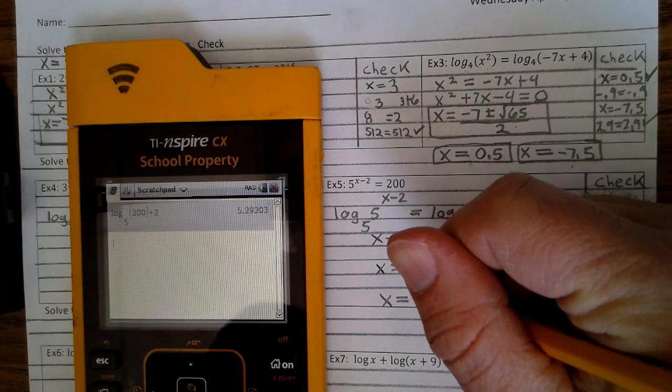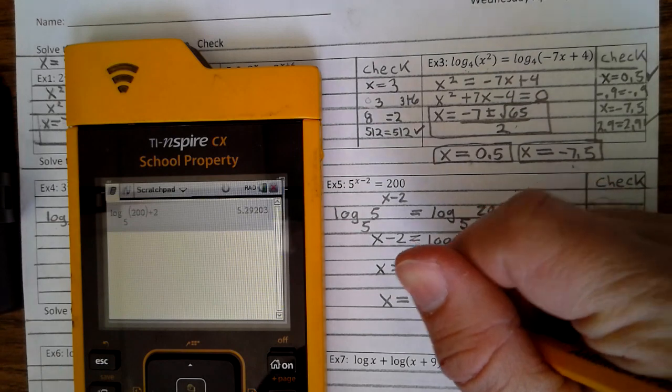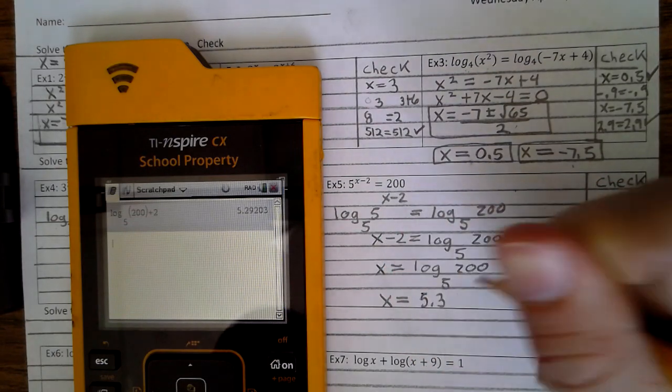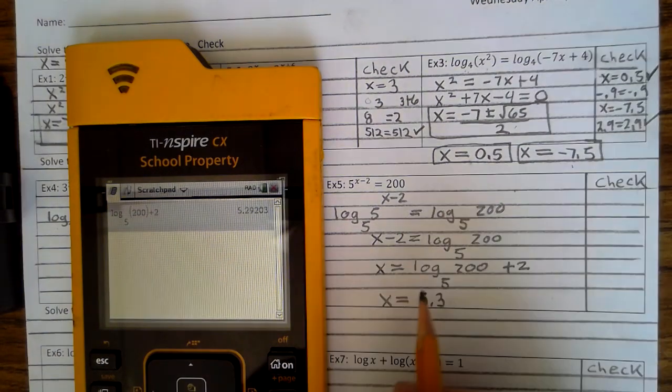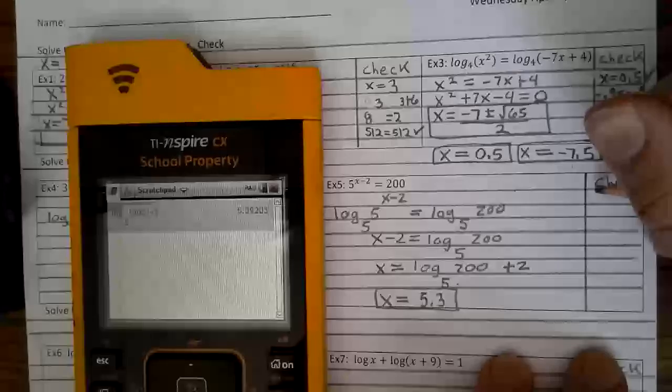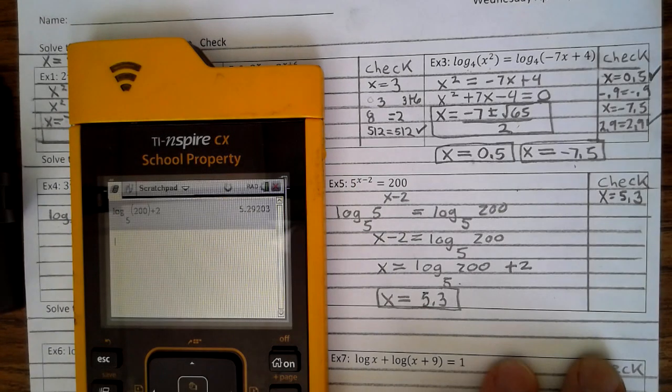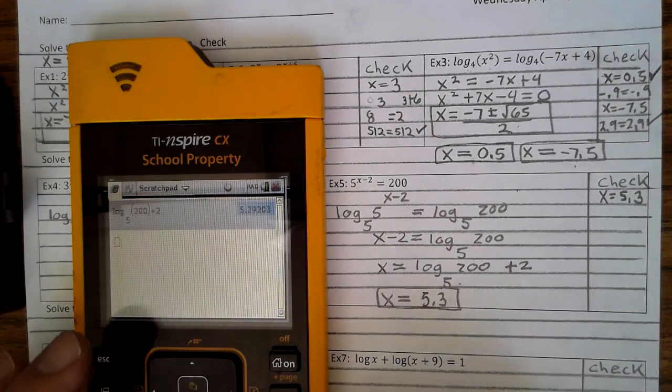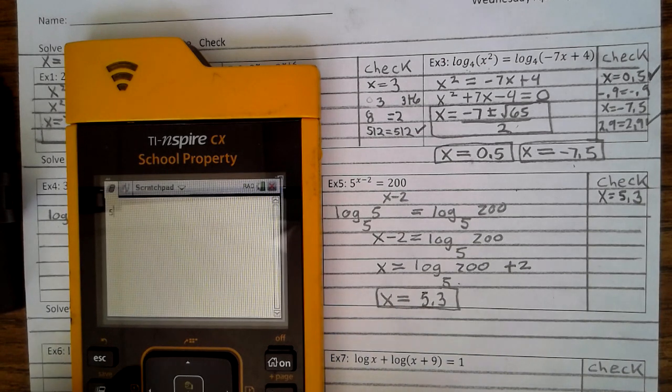Okay. And again, we'd love to just check with that number, but we're going to have to plug all of this in to check for x equals 5.3. So to do that, we're going to do 5 upkey control log base 5 of 200 plus 2 minus 2. And you can see it's 200, so 200 equals 200, so it checks.